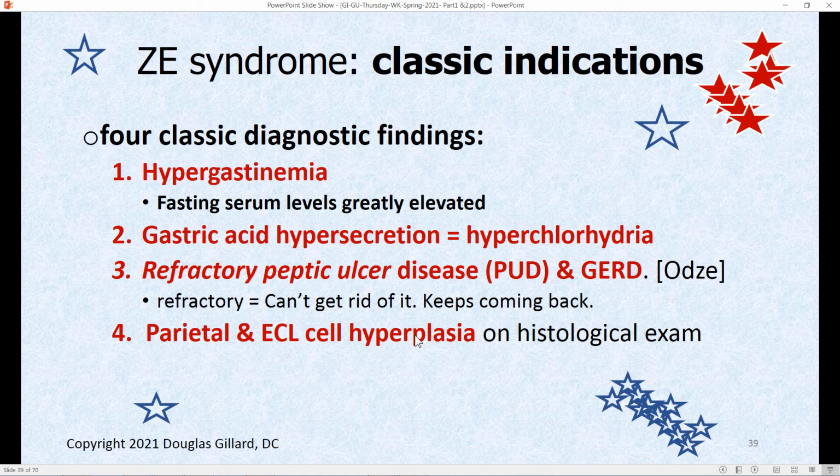What are the classic findings of ZE syndrome? Again, hypergastrinemia, blood work, you can test for gastrin levels. Gastric hypersecretion, or a better word is hyperchlorhydria, which means you have too much acid in your stomach. That can be tested via manometry. And you have peptic ulcers that are refractory to treatment. So you treat them and they keep coming back. And peptic ulcers in weird places, and GERD on top of that. And then the histologist will see the parietal and ECL hyperplasia.